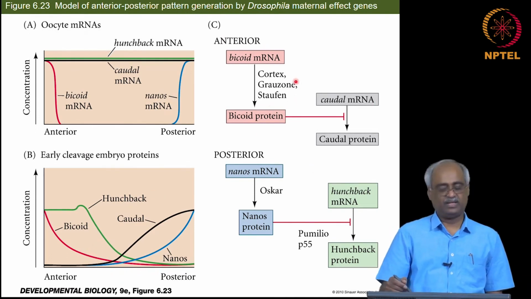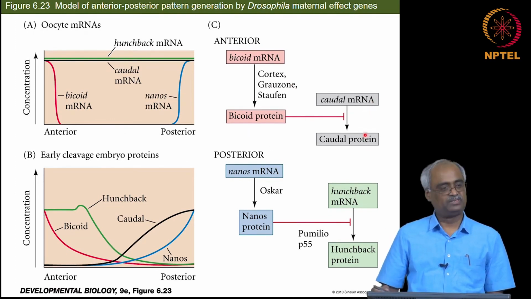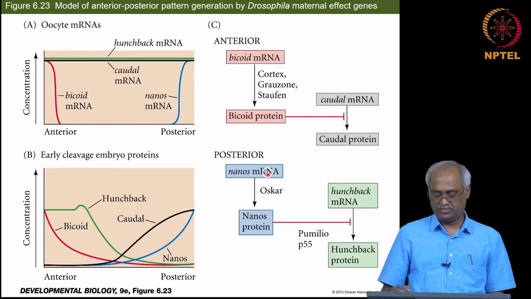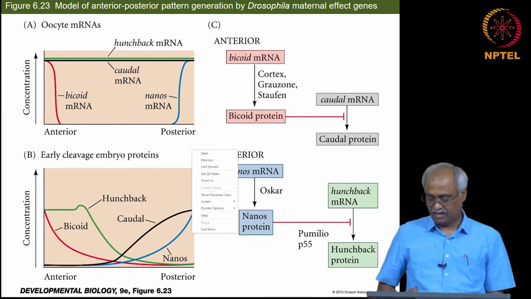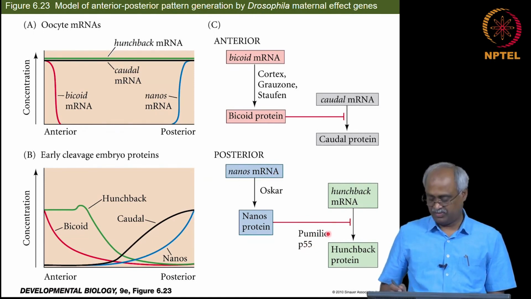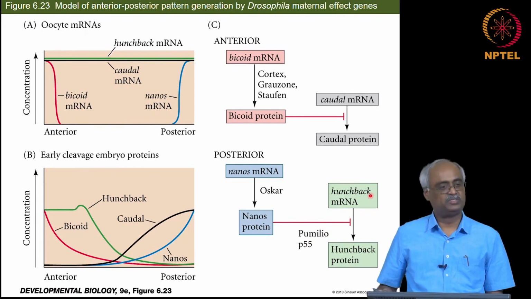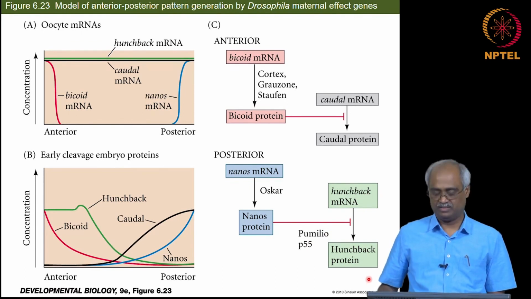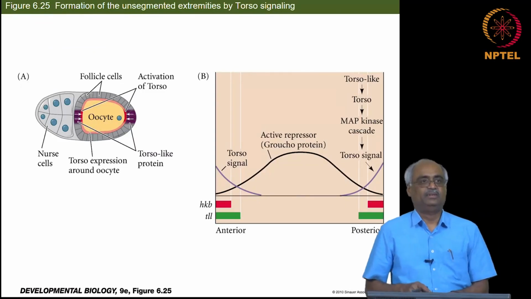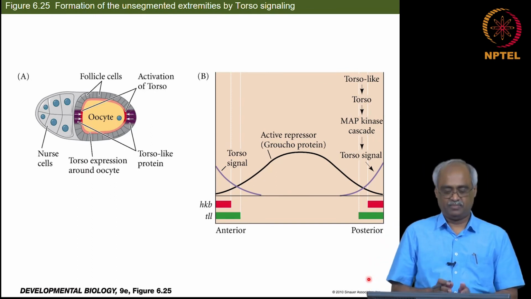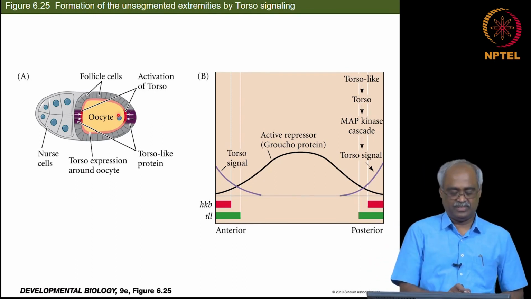Bicoid, we did not talk about this, these things promote its translation to make bicoid protein, that is going to suppress caudal translation. Okay, that is the anterior. In the posterior, nanos helped by Oskar primarily, relieving the translational suppression, it becomes nanos protein, along with Pumilio and this P55, it is going to suppress hunchback mRNA getting translated into hunchback protein. This is what happens in the posterior. Alright, so we are done with the maternal part, and before getting into the gap genes we need to take care of these extremities.